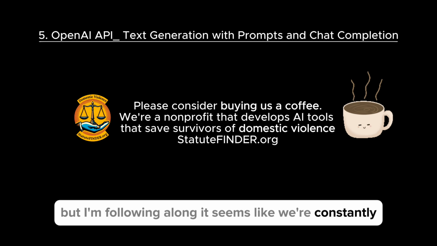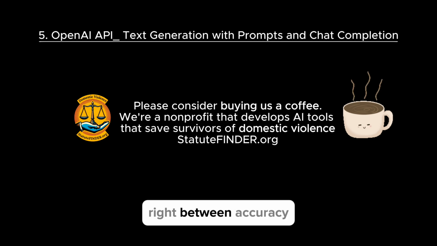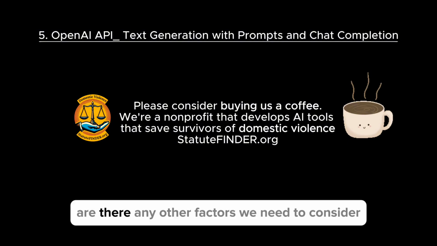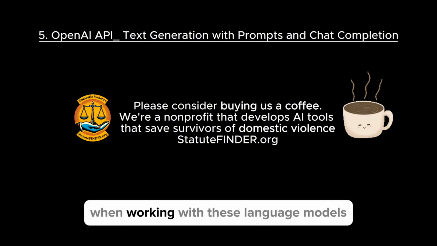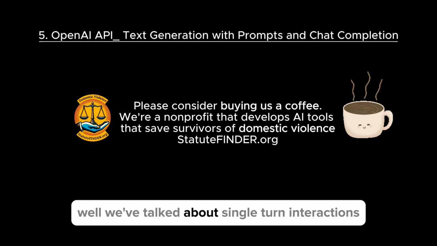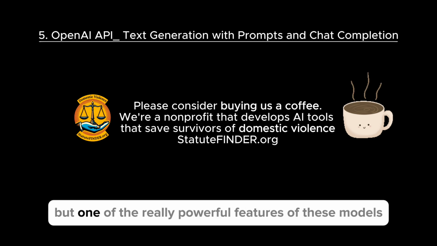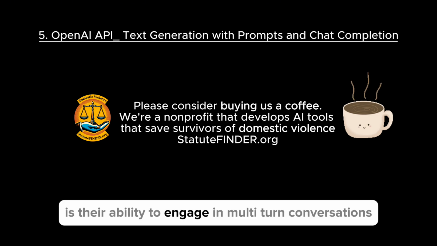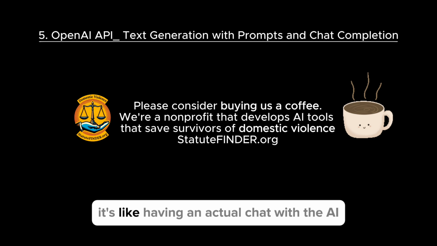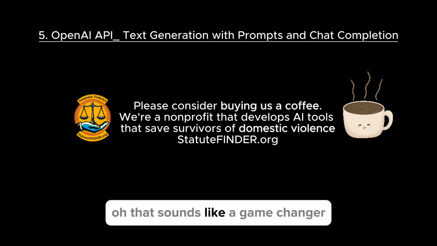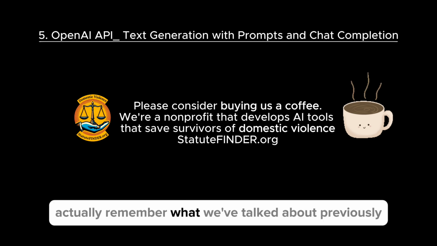It seems like we're constantly trying to find that sweet spot, right? Between accuracy, cost, and speed. Are there any other factors we need to consider when working with these language models? Well, we've talked about single-turn interactions where you send a prompt and the AI gives you a response, but one of the really powerful features of these models is their ability to engage in multi-turn conversations. It's like having an actual chat with the AI, not just a one-off exchange. Oh, that sounds like a game changer. But how does that work in practice? Does the AI actually remember what we've talked about previously?